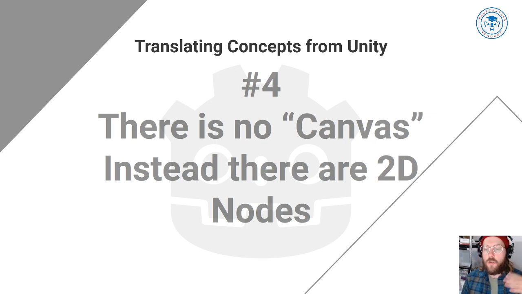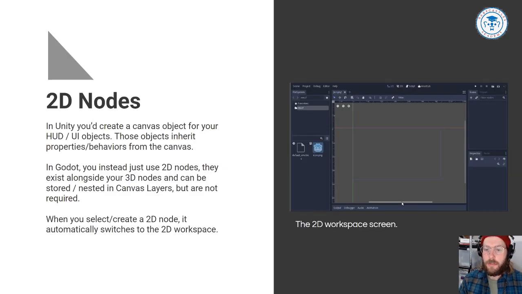Number 4, there is no traditional canvas in Godot. Instead, there are 2D nodes, and we're going to look at this in just 1 second. Whoa, my slides are going nuts, I don't know why that was.